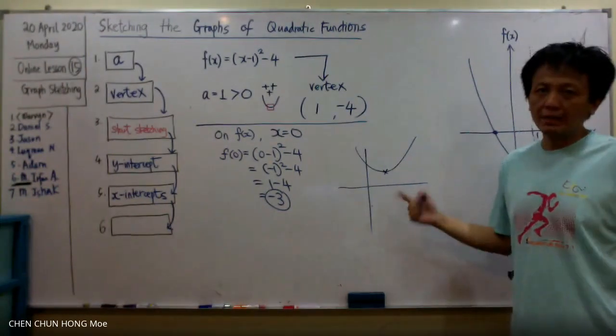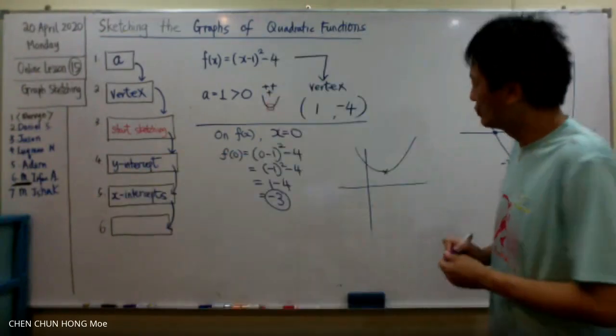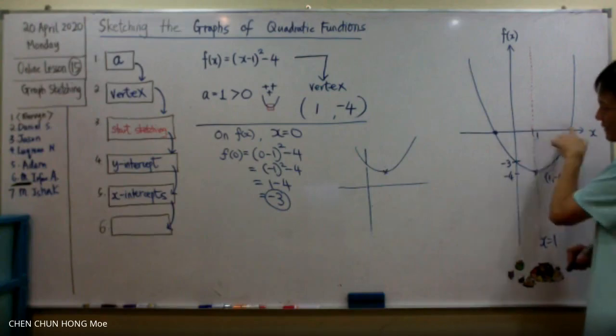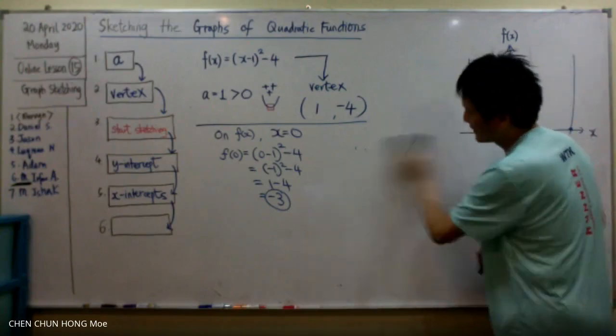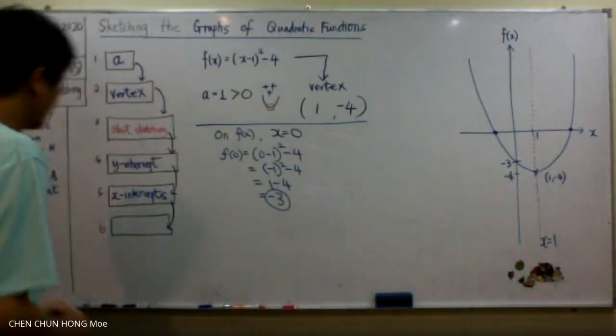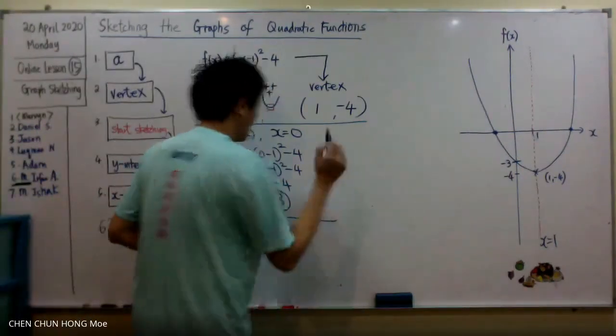But in all the graphs, we are going to have a y-intercept. That's why we always do the y-intercept first. And the x-intercept depends on the question. Some questions don't have an x-intercept, therefore we can skip that step. All right, I hope that is clear. So now, how to get the x-intercept? Now this is another problem.